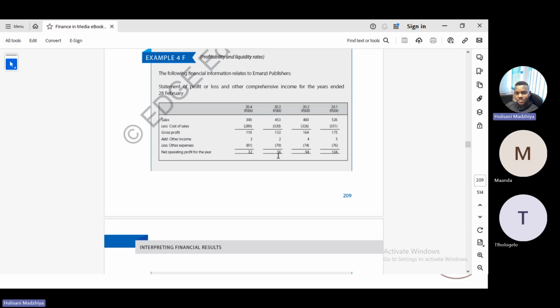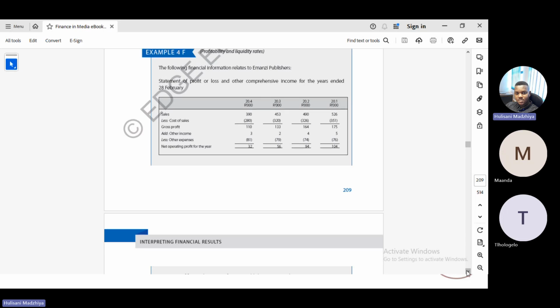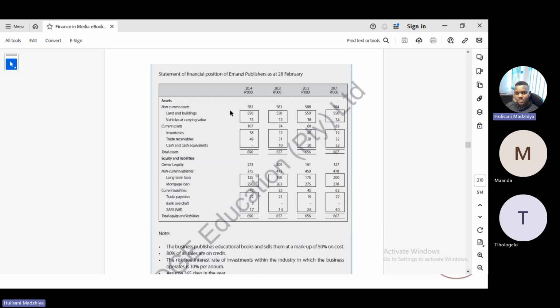The return on average owner's equity requires us to look into two financial statements because we need net profit. It's going to be the statement of comprehensive income or income statement. And because we also need shareholders' equity or owner's equity, this can only be found in the statement of financial position. So we come here, owner's equity in 2.2 and 2.1 is 161 and 127.